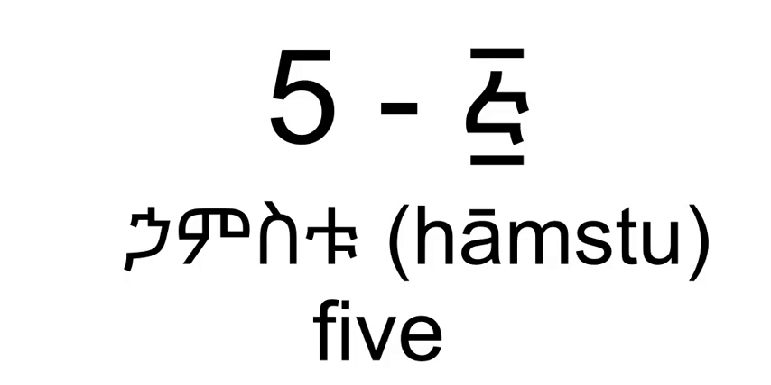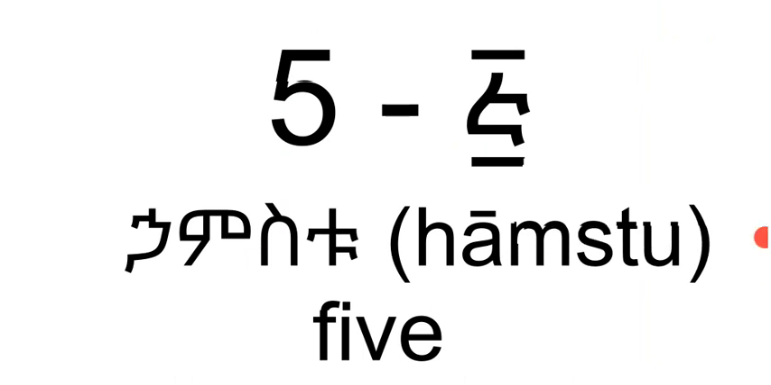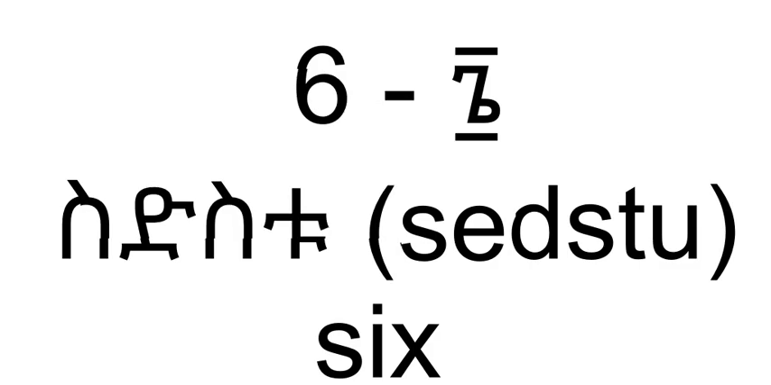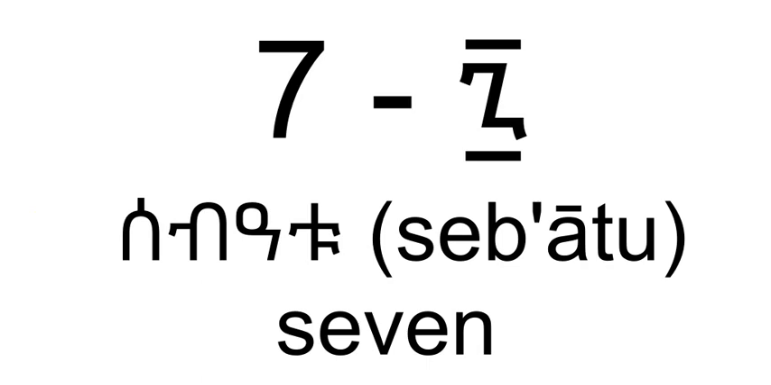This represents number 5. You can say it خمستو. Here is how the number 6 looks in GES. You pronounce it سدستو. In GES, the symbol is 7. The correct way to say it is سبعة.